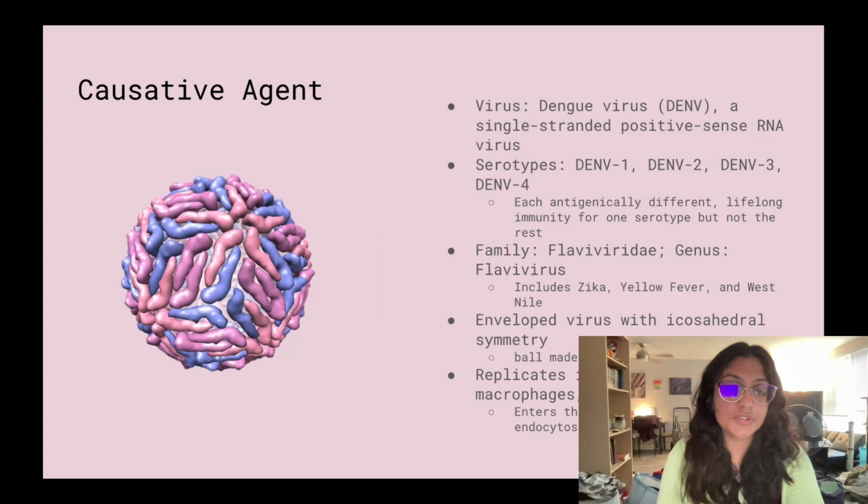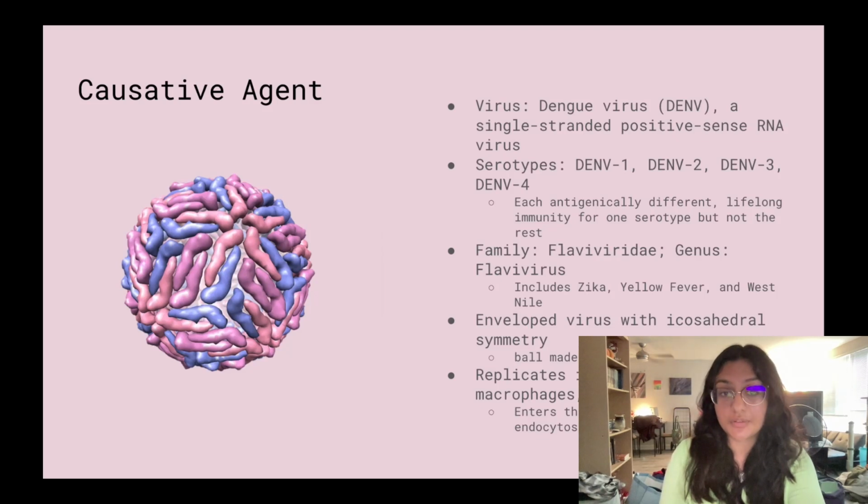The virus belongs to the Flaviviridae family and the Flavivirus genus, which includes other mosquito-borne viruses such as Zika, yellow fever, and West Nile virus. It is an enveloped virus, meaning it has a lipid bilayer derived from the host cell membrane, and its structure is icosahedral, which refers to the shape of its protein capsid, and it can be described as a ball made up of triangle-shaped pieces.